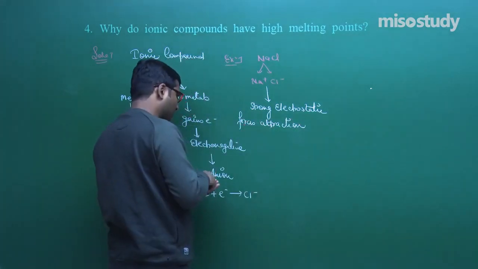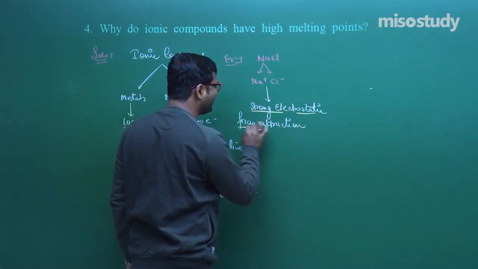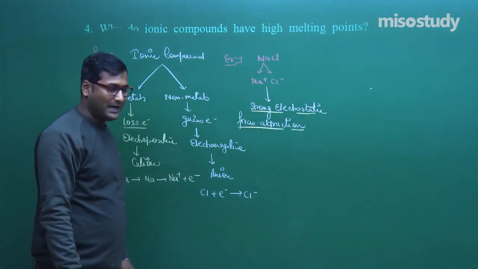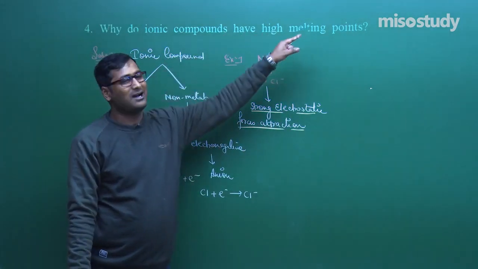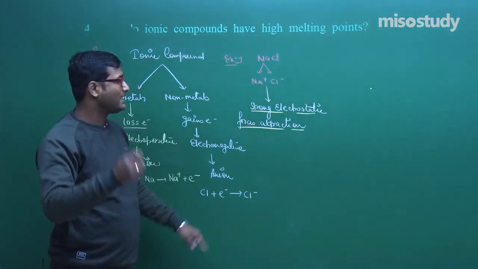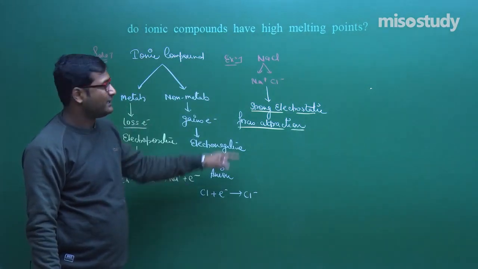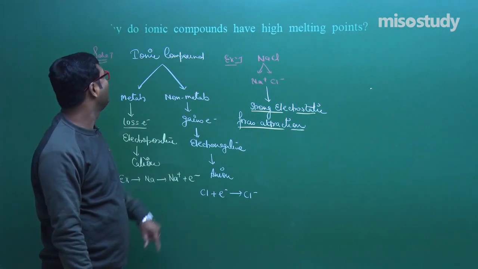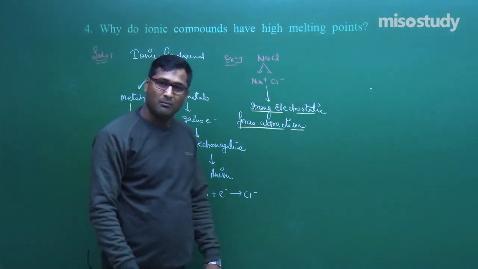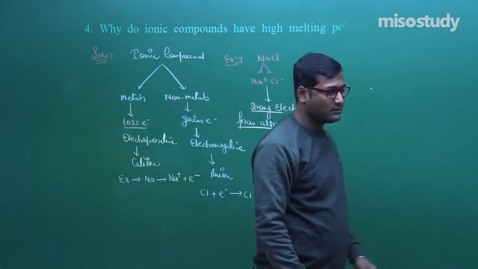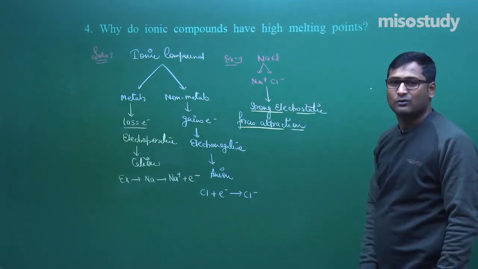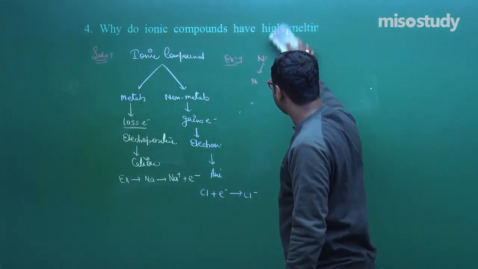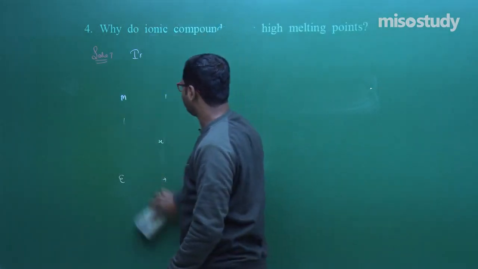Forces of attraction. Due to this reason, they are very close to each other, and we can say they have high melting point. So simple answer, why they have high melting point? Due to the strong electrostatic force of attraction present in them, they have high melting and boiling point. Boiling point I am not considering, they have high melting point according to the question. Clear? Yes. And they are crystalline in nature also, my friend.